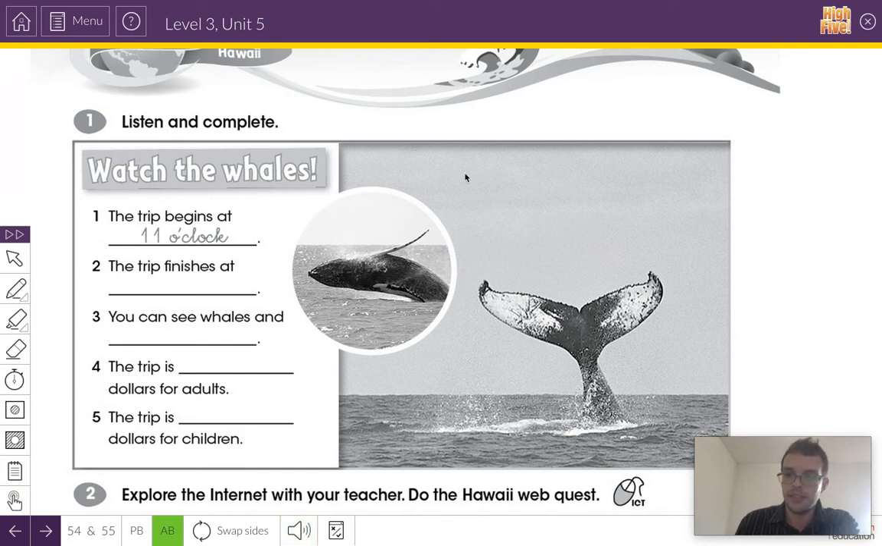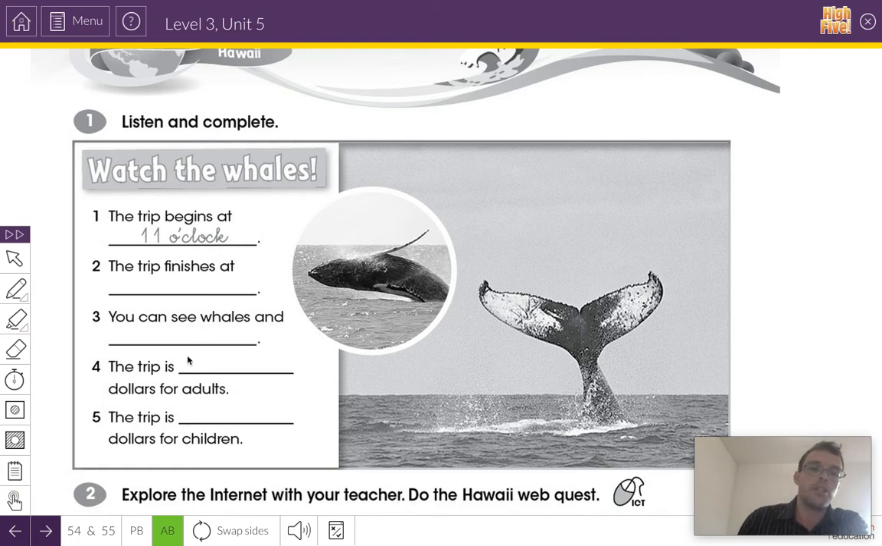Okay, very good. Did you understand? I hope so. Now that we've listened about their exciting trip to visit the whales, we can answer the questions. Let's have a look. They're talking about a trip, which means they're going out on a boat specifically to look at whales. So the first question says, the trip begins at, and it's given us the answer, 11 o'clock. If you remember, she said the trip begins at 11 o'clock.